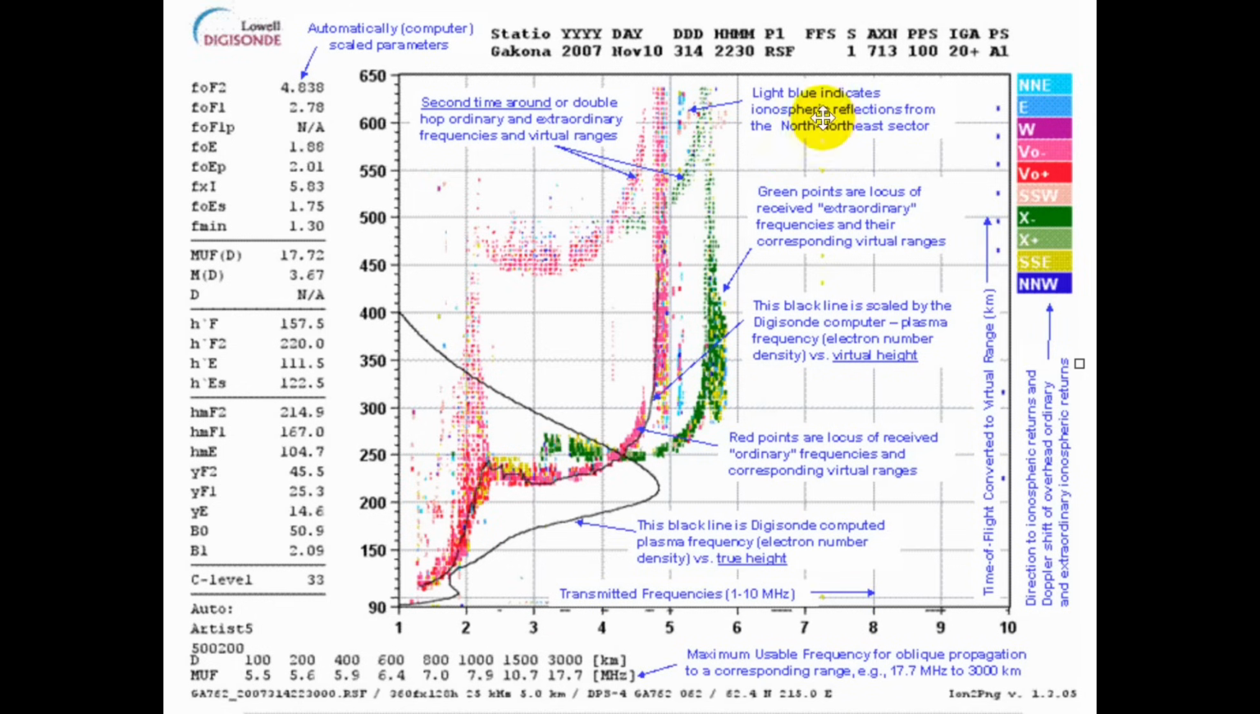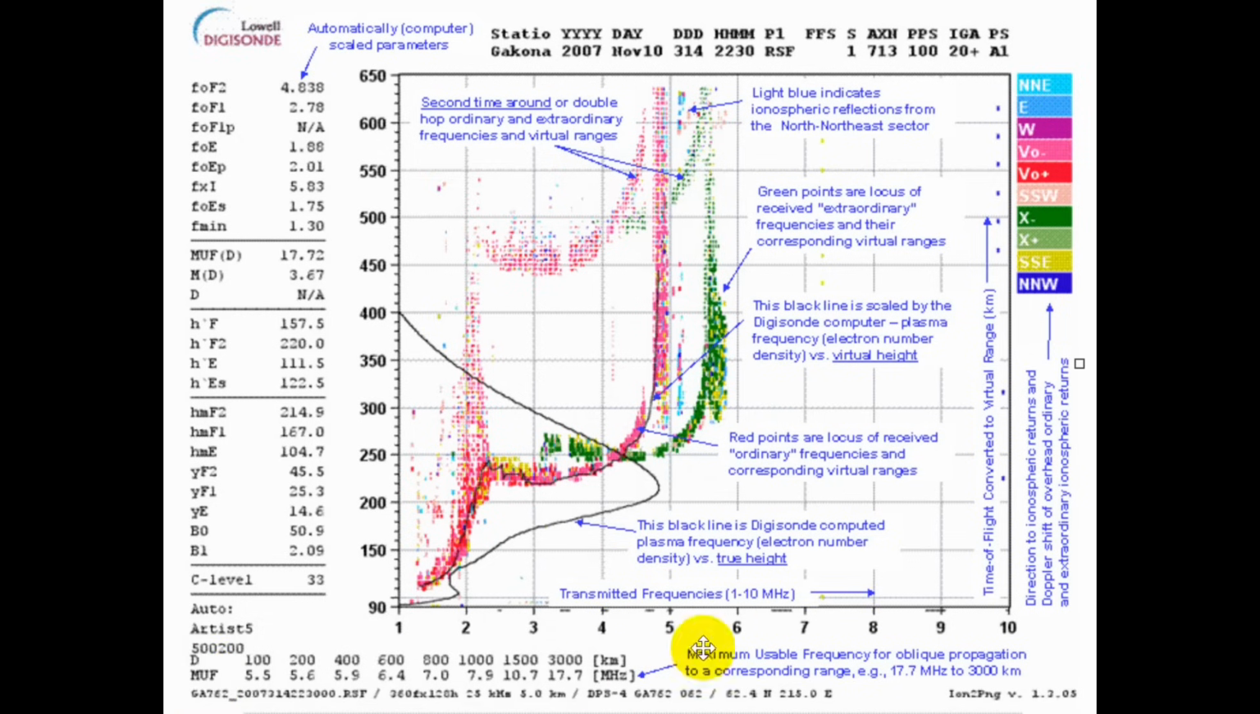So the light blue indicates ionospheric reflections from the northeast sector. These are second time around or double hop. What that means is you transmit here, it continues going up and hits this, or it hits this, comes back to the ground, comes up and hits it again, and the ground thinks it's way up here.